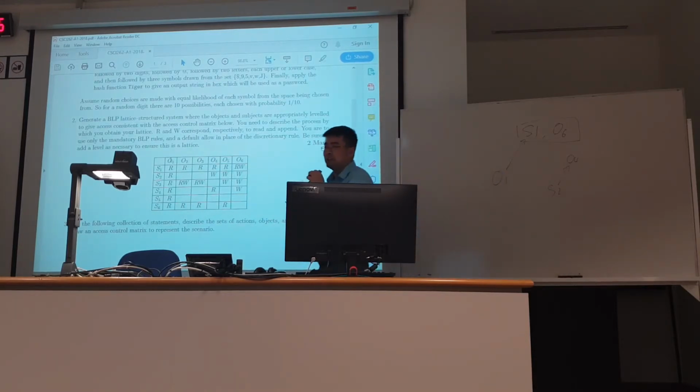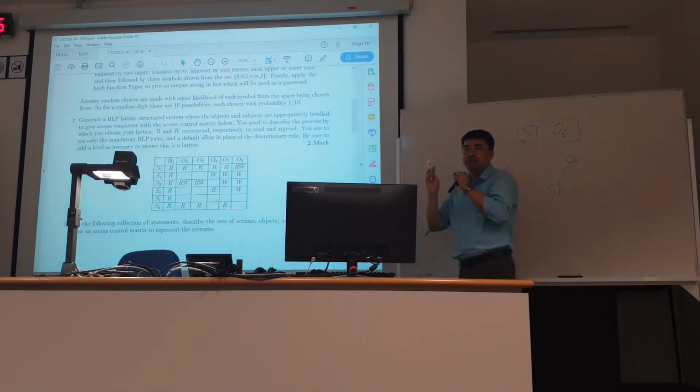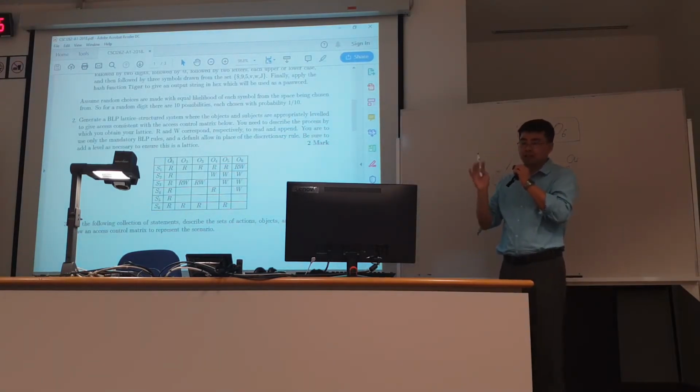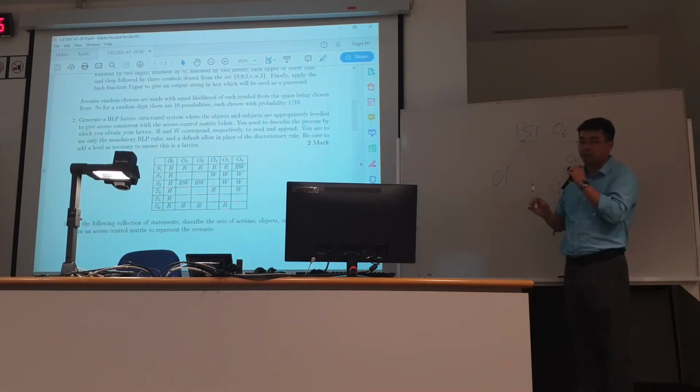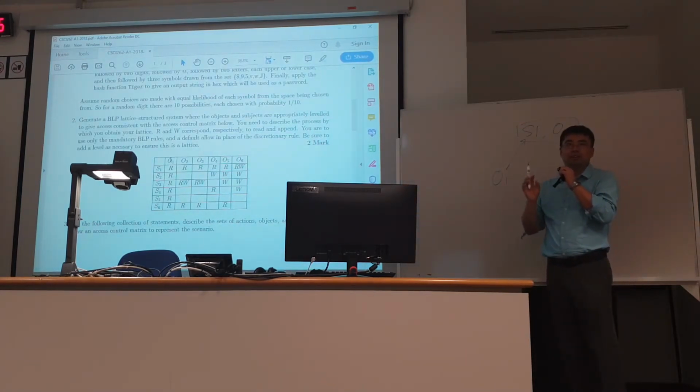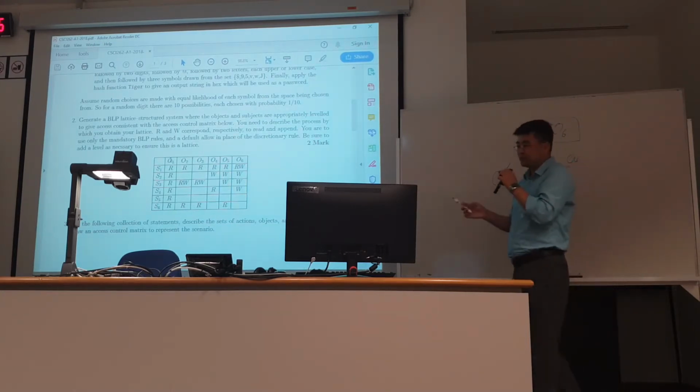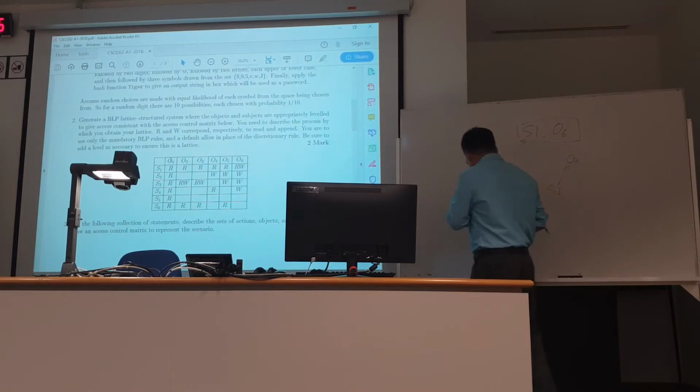However, you need to pay attention. For the lattice, we need to make sure every two subjects, every two boxes or items must have a least upper bound and a greatest lower bound. So what happens if, say, eventually you come up with something like this, right?